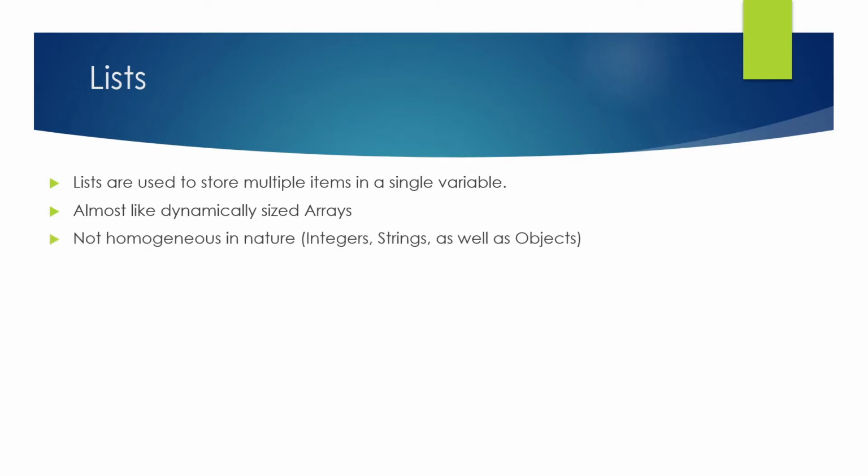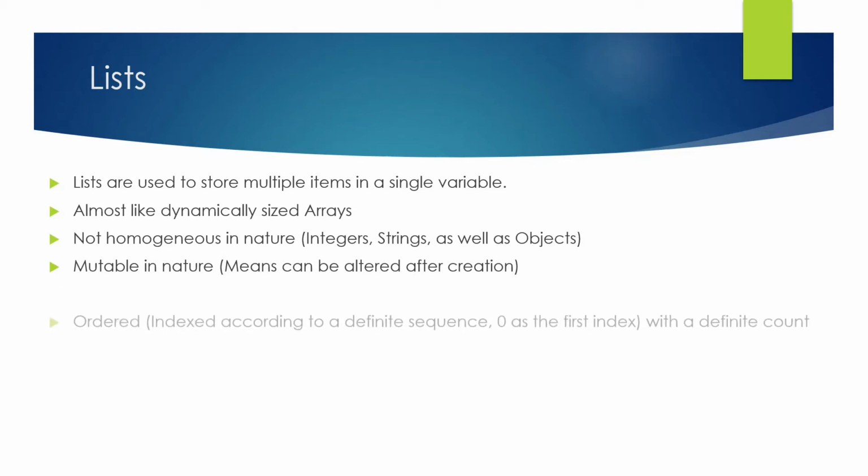They are not homogeneous, they are heterogeneous in nature. What does homogeneous mean? Homogeneous means that everything is of the same kind, and lists are not like that. So you can have integers, strings as well as objects in a list. That's how you can use the list. They are mutable in nature. What does it mean? It means that they can be altered after creation.